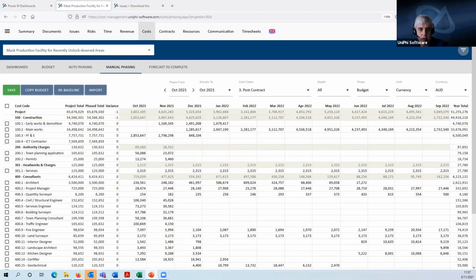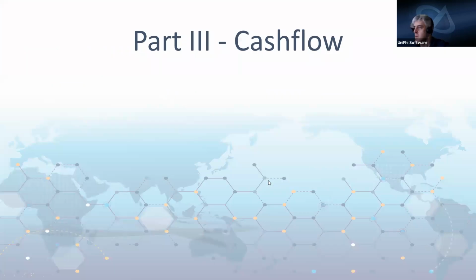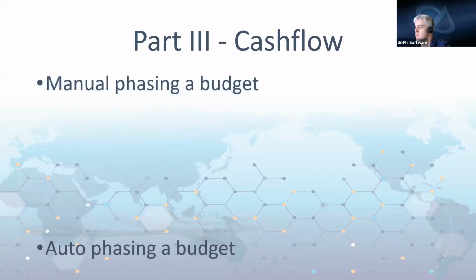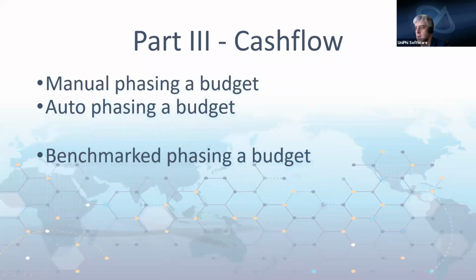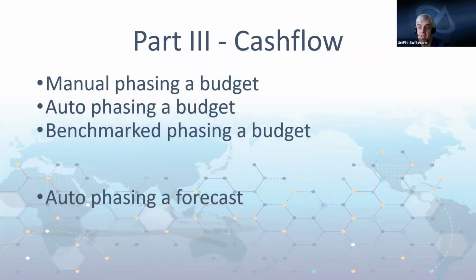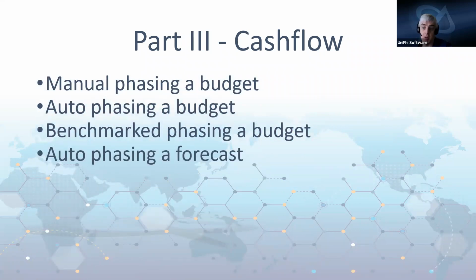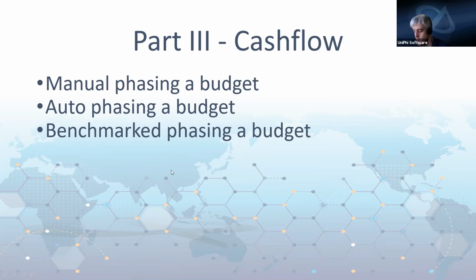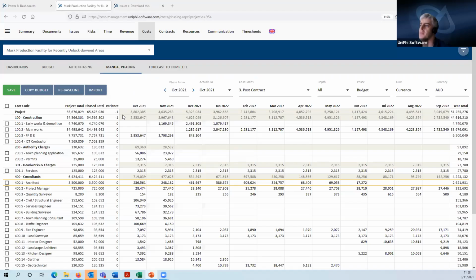But before we dig into that, let's just jump back into this again. And so we've done our budgets. So we're now going to move on to auto-phasing our forecast as opposed to our budget. So our budget is our baseline. Oh, actually, I just remembered one thing we haven't done with our budget. So we've got our budget forecast here.